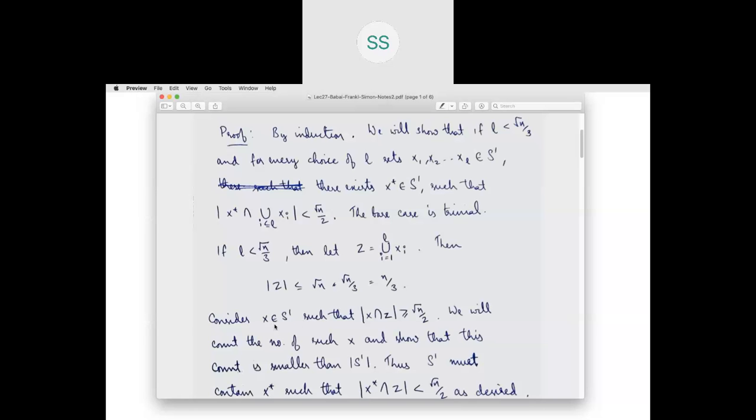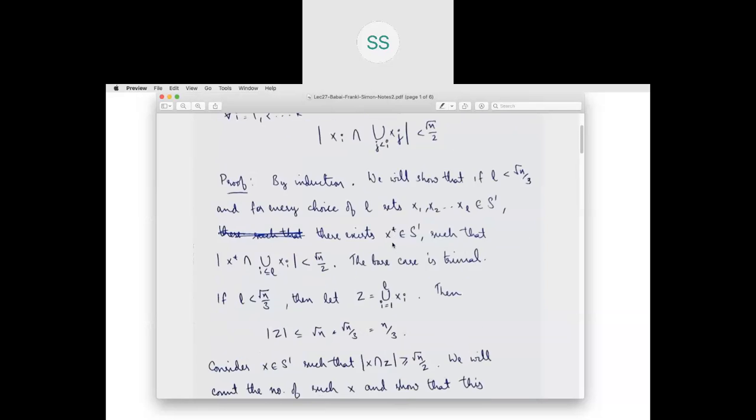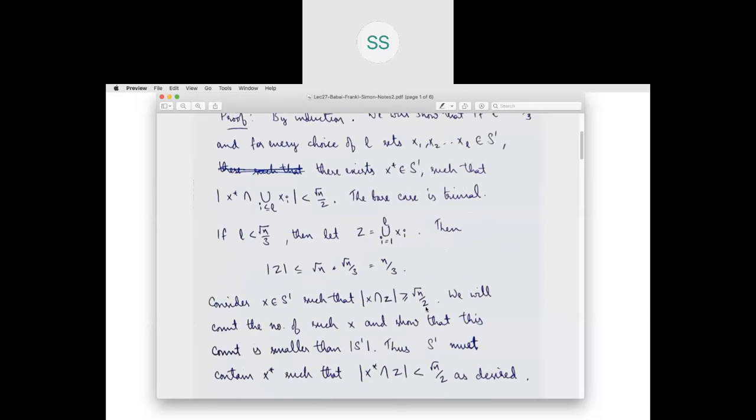So consider those x's that intersect with z. So z is a union of all the existing xi's. Consider those x's that intersect with z in at least square root n by 2 elements. We don't want such x's, right? What we want is x intersection z should be strictly less than square root n by 2, right? This is what we want. So this part is the z, right? We don't want such things.